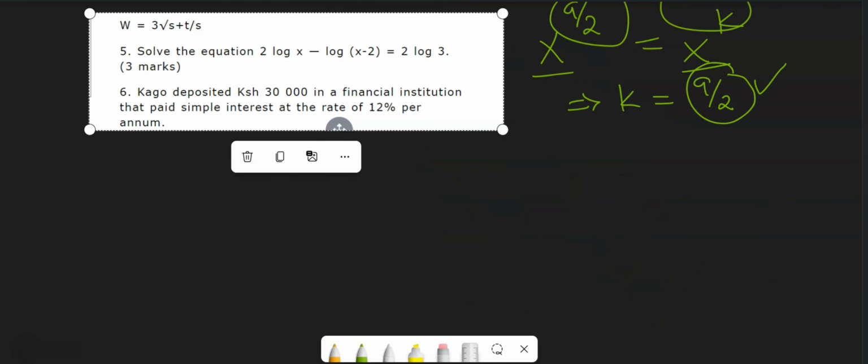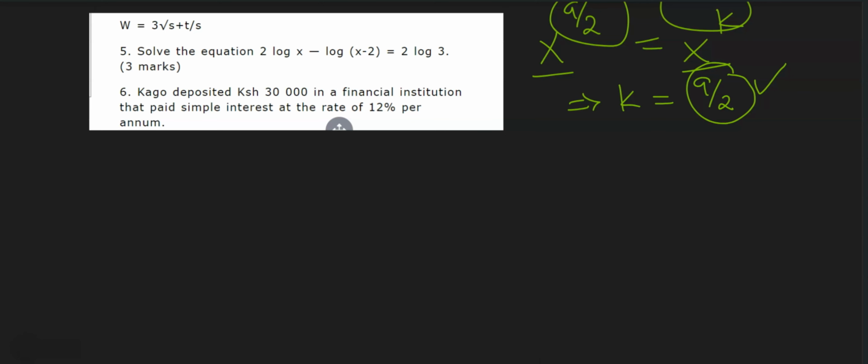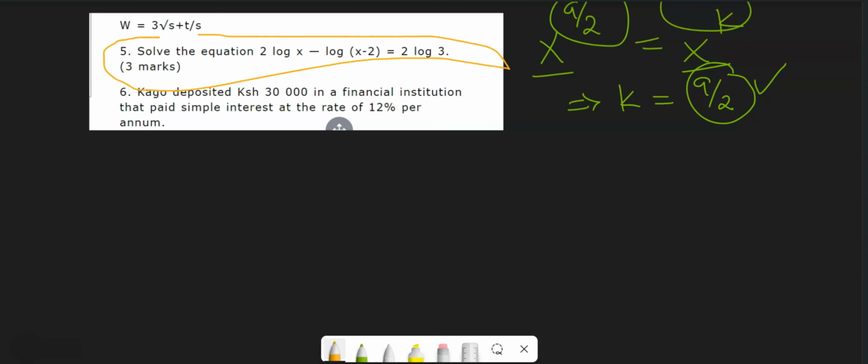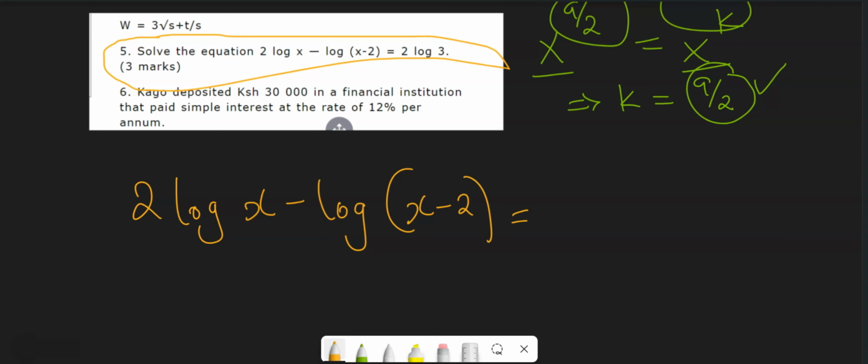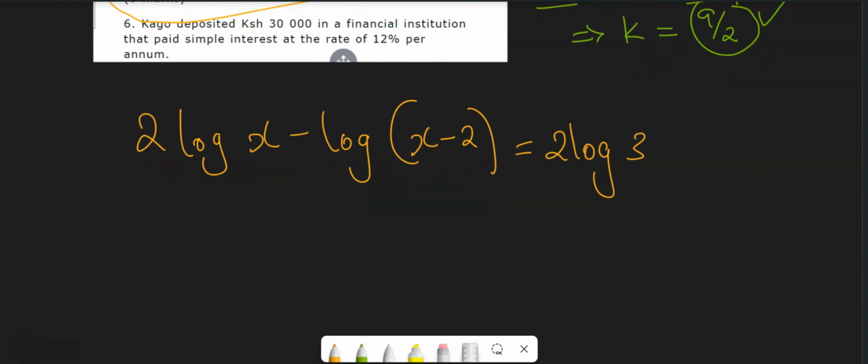Let's continue. With me here is a 2017 question. This is also on logarithms. You notice this number 5 here is logarithms. This is a direct one. So you're supposed to solve 2 log x minus 2 equals 2 log 3. This is a very simple one. So what do you do? So, solution.